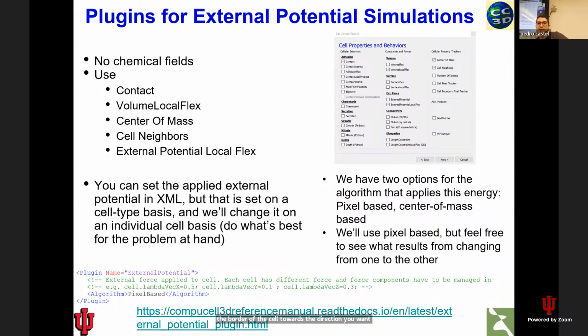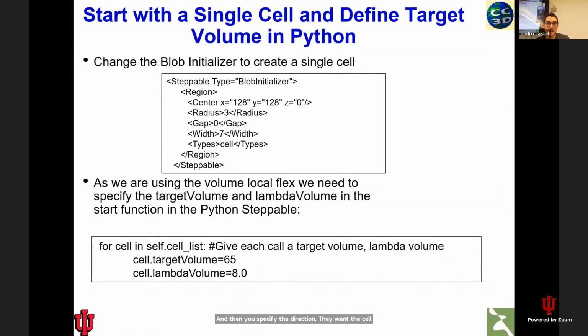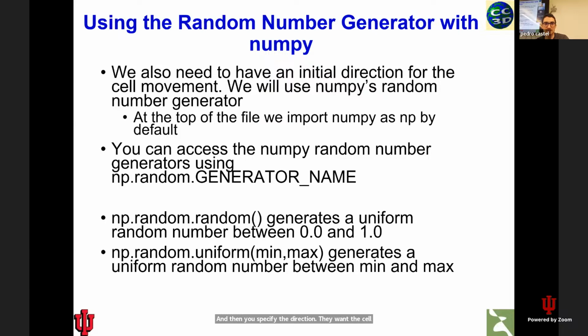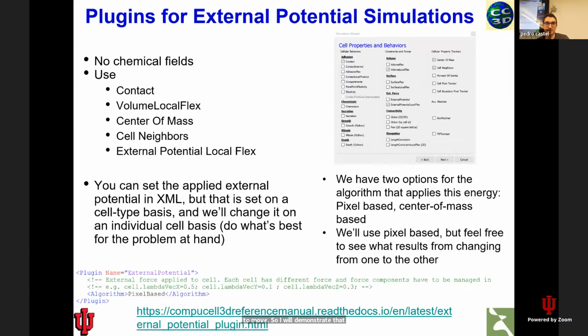And the other way is the center of mass based. In the center of mass based, you accept the copies that make the center of mass of the cell move in the direction that you want. And then you specify the direction that you want the cell to move. So I will demonstrate that. I will demonstrate this plugin here on my own.